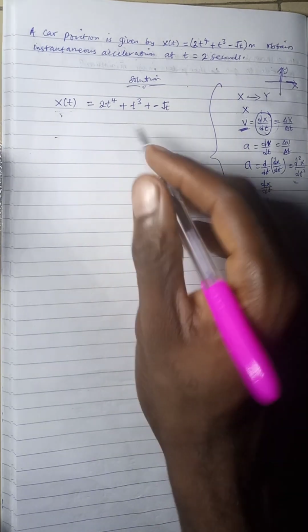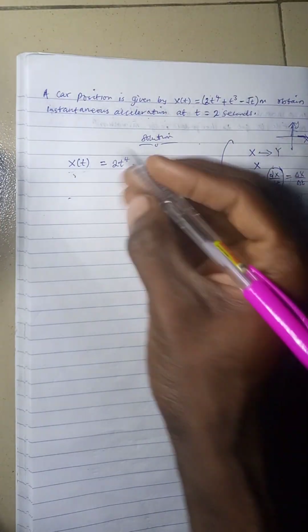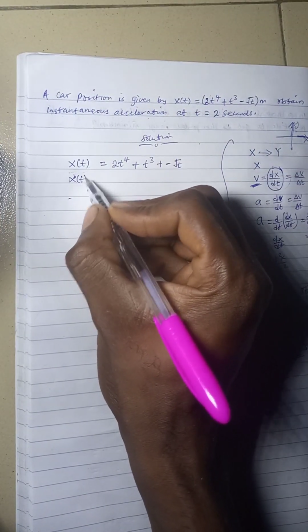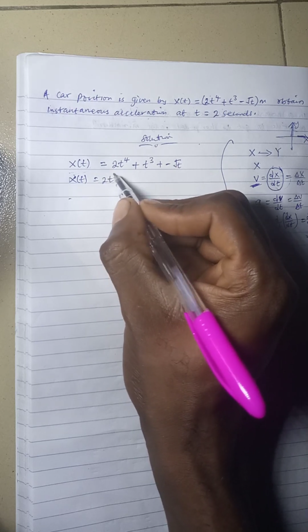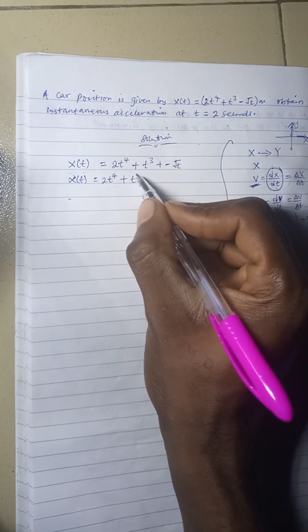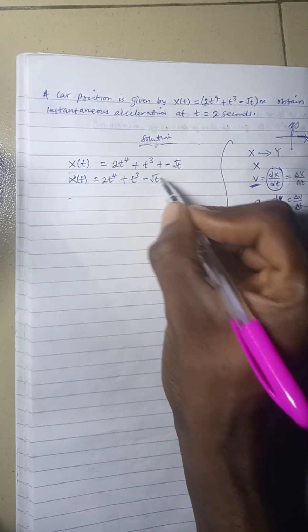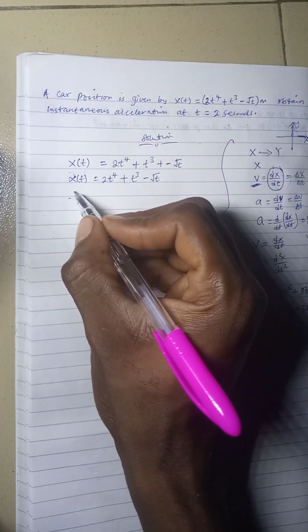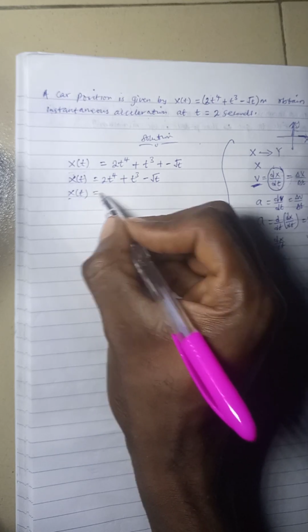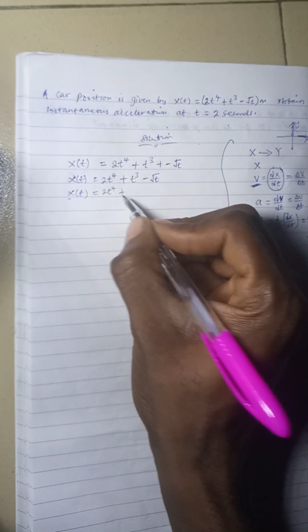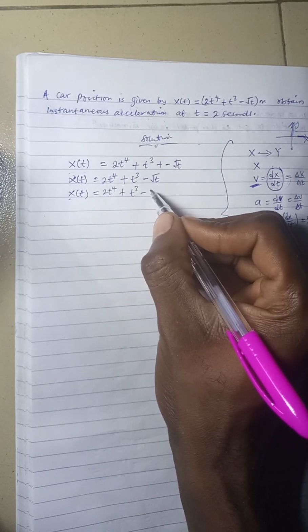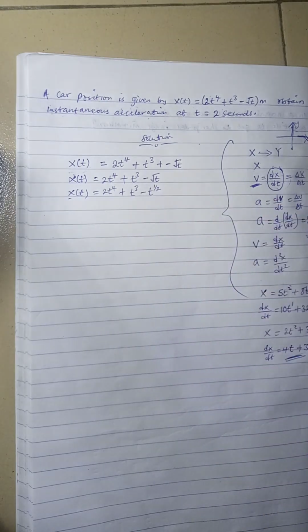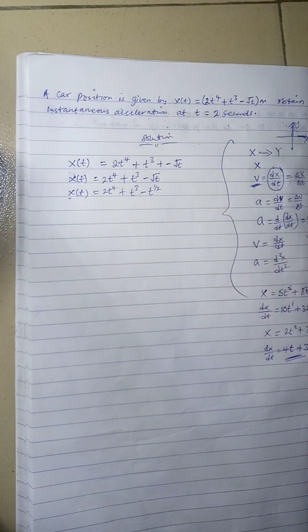Okay. So on that note, let's come to this. Our x(t) is equal to 2t raised to power 4 plus t cube minus square root of t. Now, this square root of t means power half. So I can still write it out as 2t to 4 plus t to 3 minus t raised to power 1 over 2.